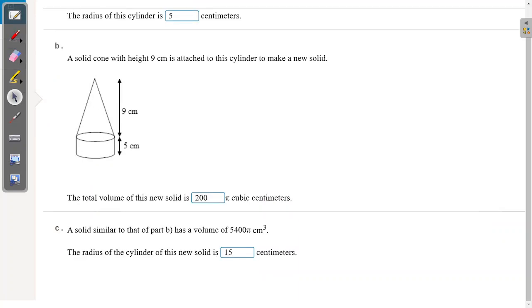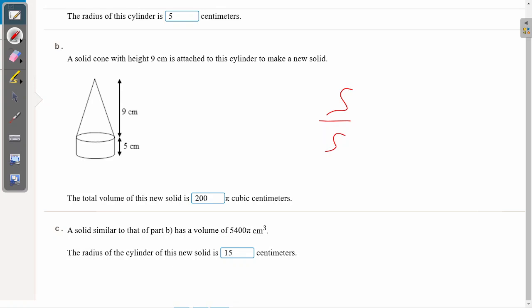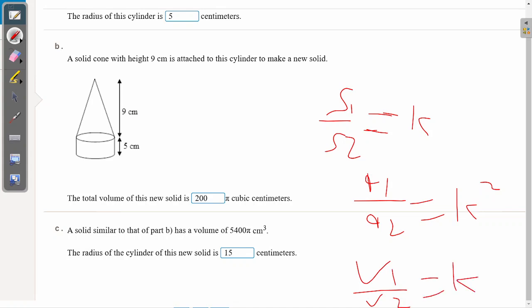Okay, a solid similar to that of part B has a volume of 5400 pi. The radius of this new solid is what? Similar solids, remember when you have similar solids, the side over side or the height over height, the radius over radius, all of that, is equal to k. And the area over the area is equal to k squared, and then the volume over the volume is k cubed. Here they give us volume, so we're going to use the last one.